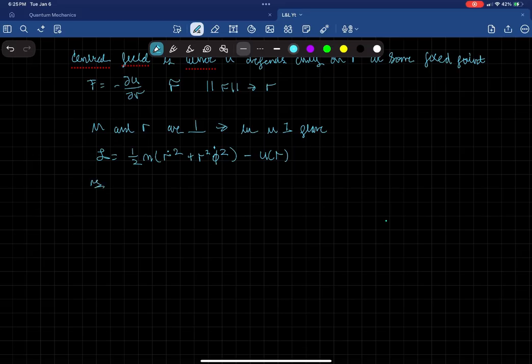So if a coordinate does not appear in the Lagrangian, it is said to be cyclic.